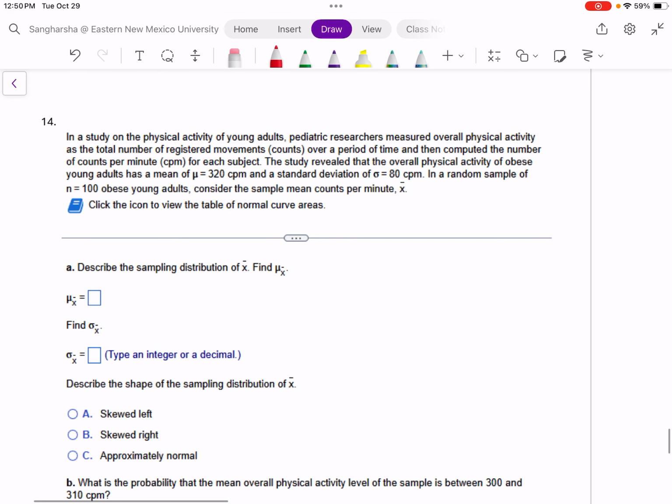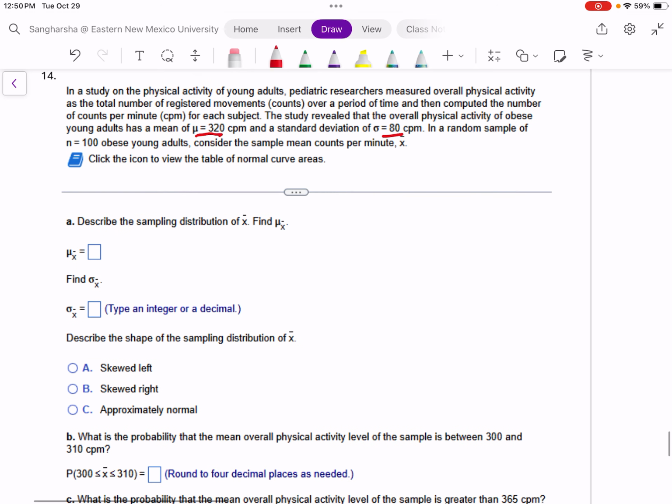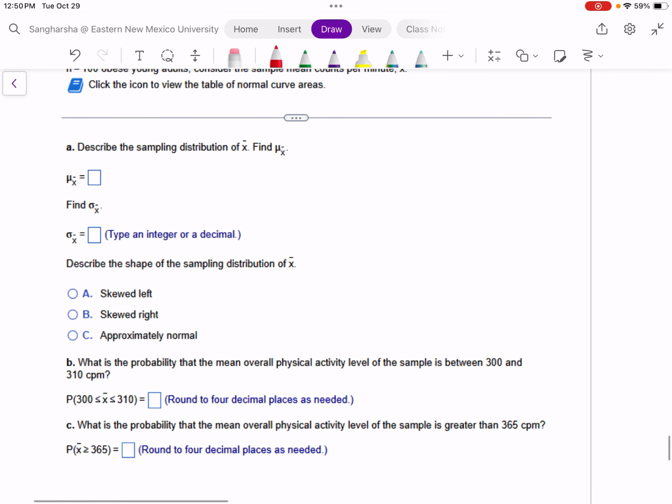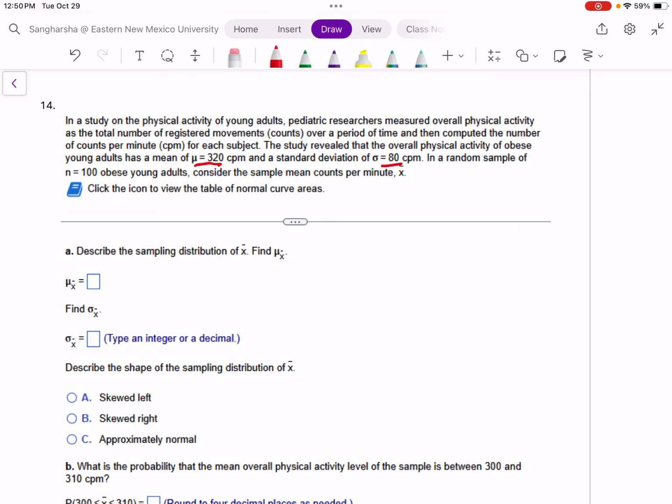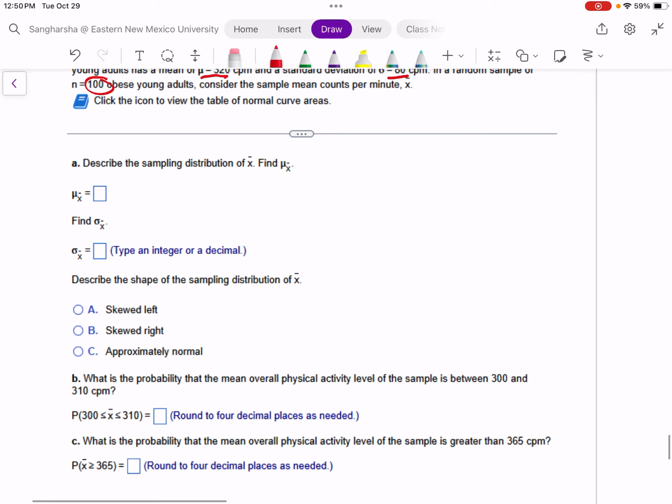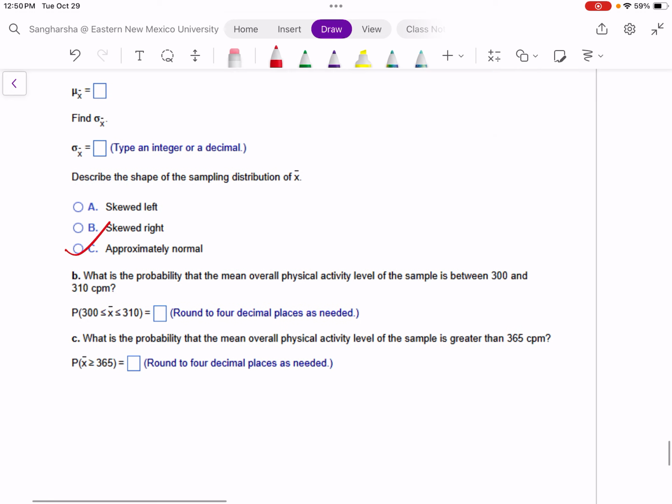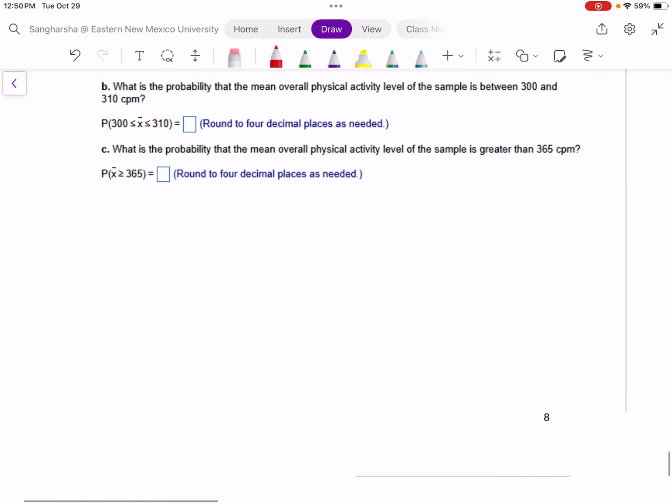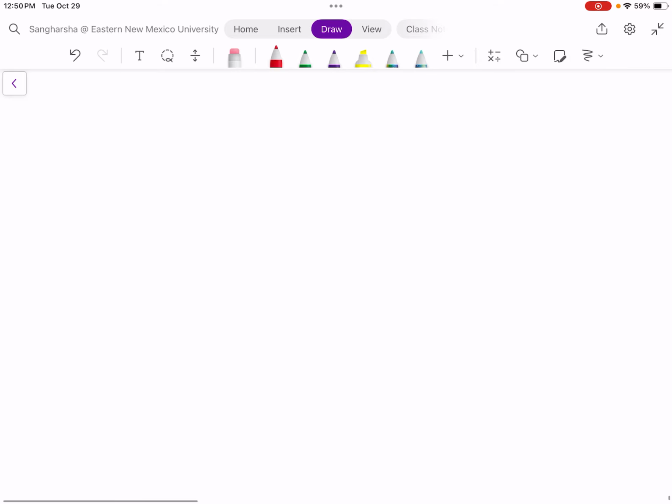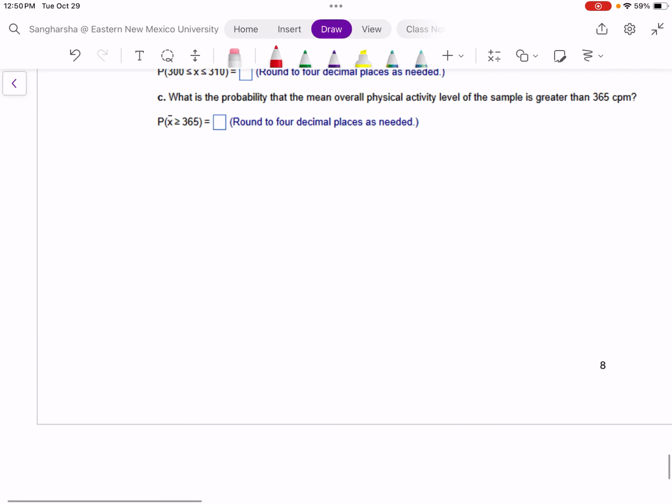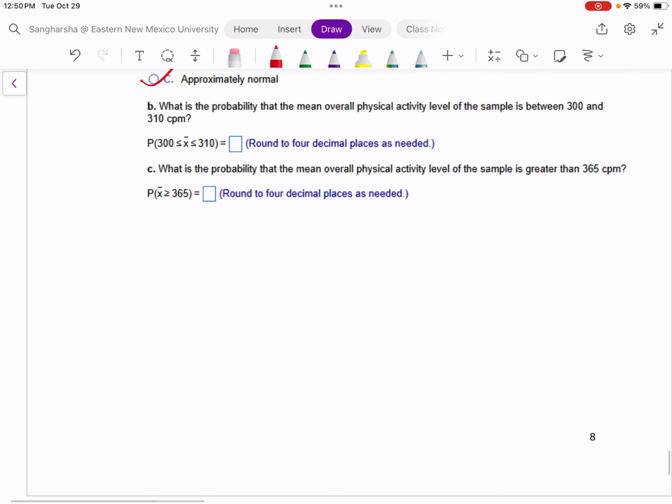Number 14, very similar to number 13. The standard deviation is given. What is the sample size? 100. So it's going to be approximately normal, and B, C, D should be very similar to the one that we did earlier. So basically, if you understand the normal distribution concept, you should be able to solve almost every problem. And there will be multiple choice questions.